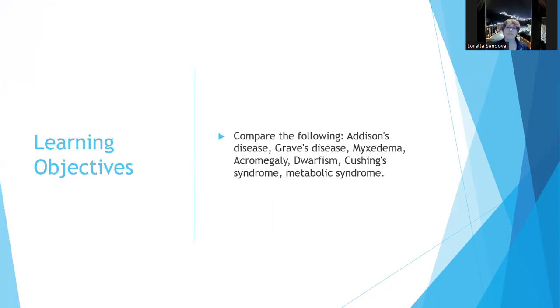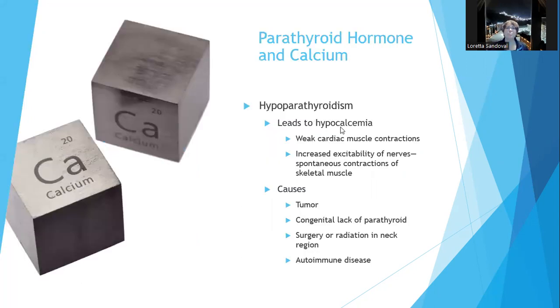So for the learning objective, I just say compare the following, like basically what's the hormone involved, and what happens. You could basically make a chart, hypo, hyper, what it is and what the disease is. So we'll make a chart. So parathyroid hormone is important in the metabolism of calcium. If you have hypoparathyroidism, it leads to hypocalcemia. That makes it easy, hypo.